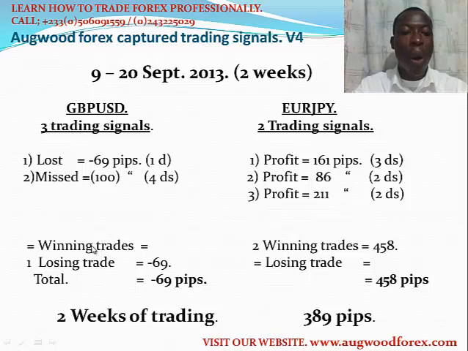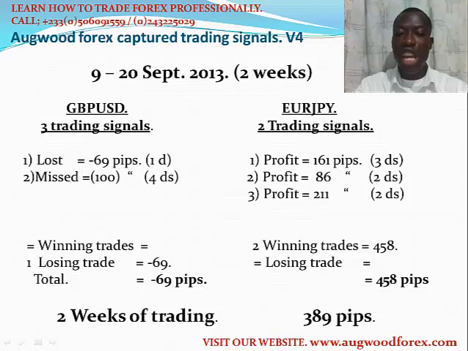So in all, we got this. In summary, pound USD made 1 loss out of the 2 signals we got, and out of the 3 signals we got, the Euro JPY made all the 3 profit. So in all, in 2 weeks of trading, we made 330 89 pips in profit.